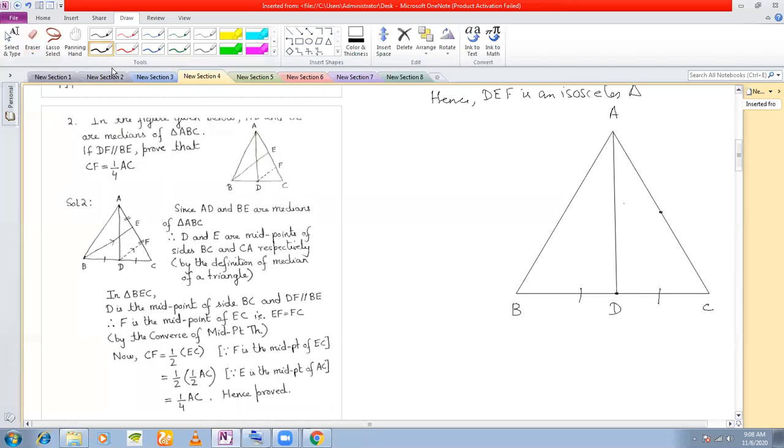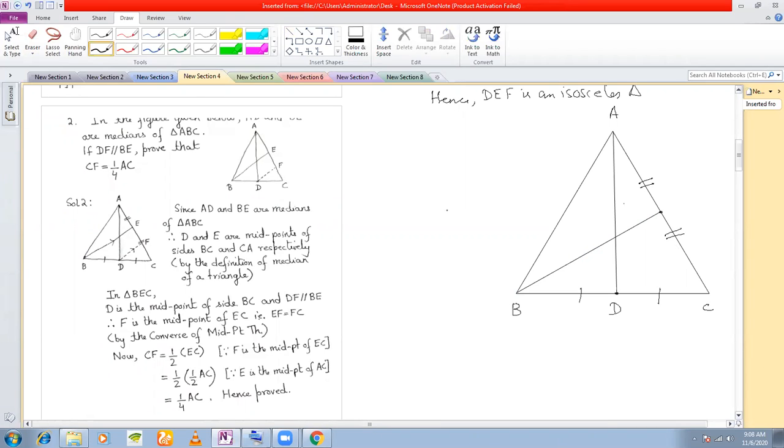Similarly, this line segment is the median from B. You join the midpoint of the opposite side. This is the midpoint, so therefore you mark this. Okay, so this is the midpoint. Fine. AD and BE are medians of triangle ABC.